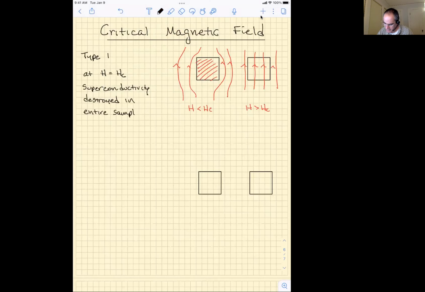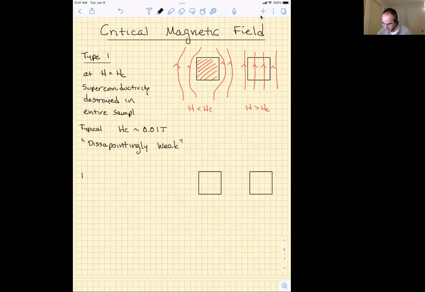For a type 1 superconductor, a typical value of Hc1, of the critical field, is about 1/100th of a Tesla. So this is kind of disappointingly weak. A material like this can't be used to make a superconducting magnet because the magnetic field would just destroy the superconductivity. So type 1 materials aren't good for that application.